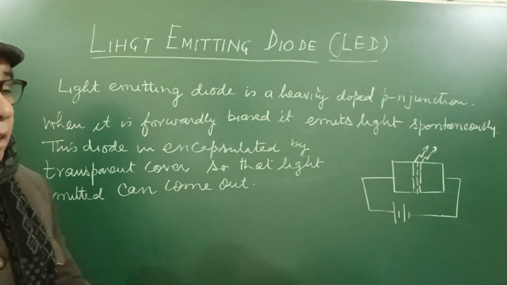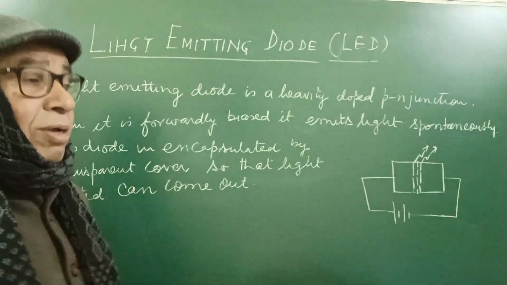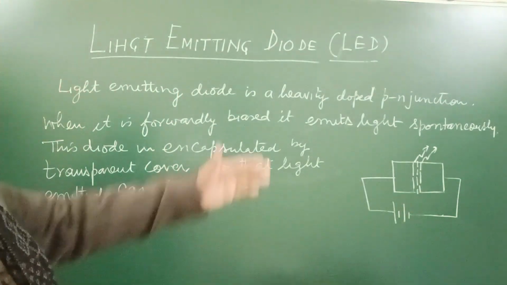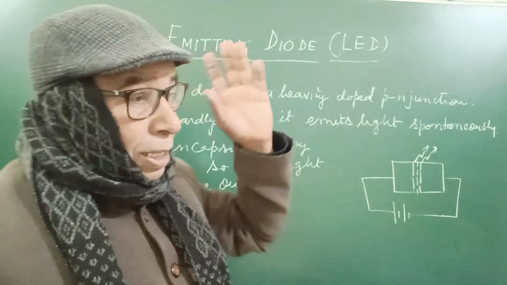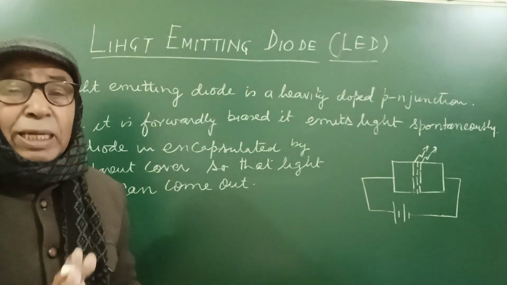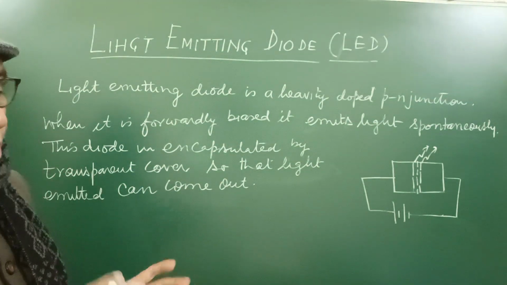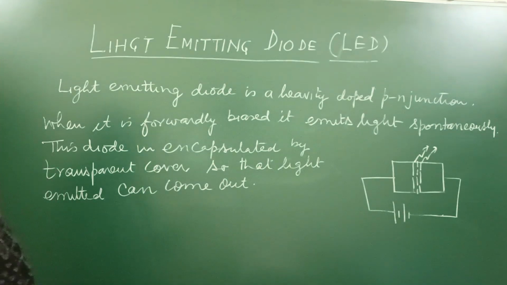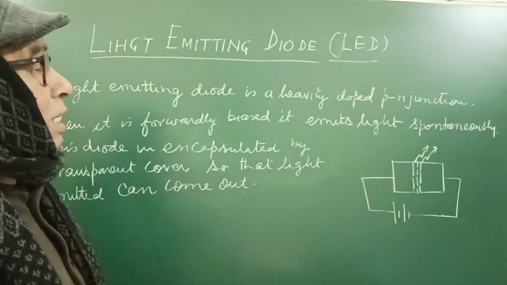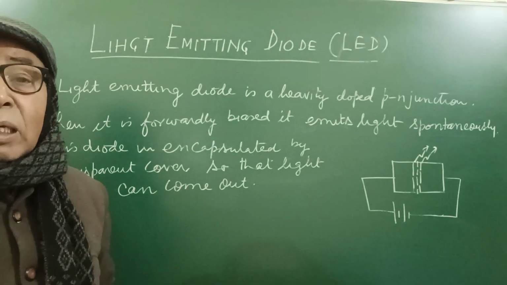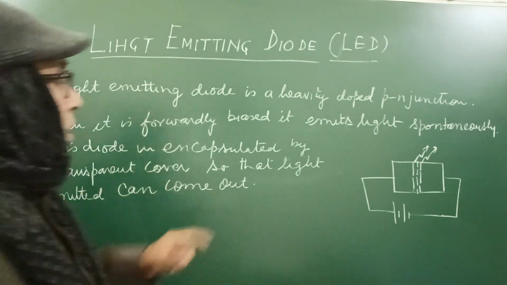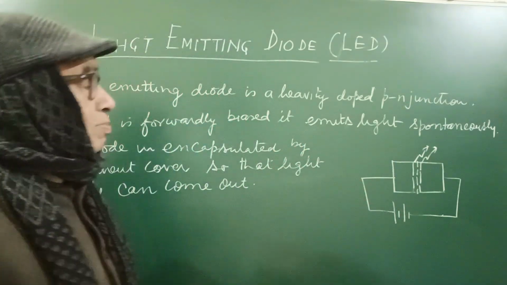Light emitting diode. Once there was a question in the board exam, and we found nobody was able to write what a light emitting diode is. Some wrote LED, it is LED. But what is LED? The abbreviation is light emitting diode. But what is that? Simply it is a PN junction, which has been manufactured with higher dopant concentration. So in simple words we can write: light emitting diode is a heavily doped PN junction. When it is forward biased, it emits light spontaneously.